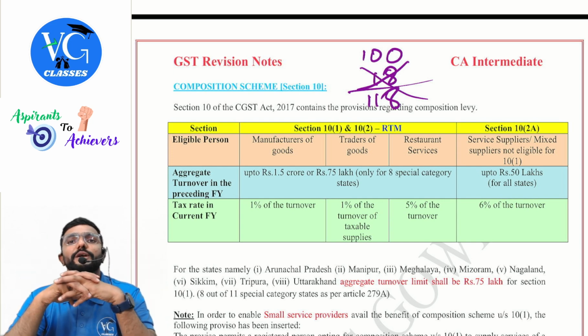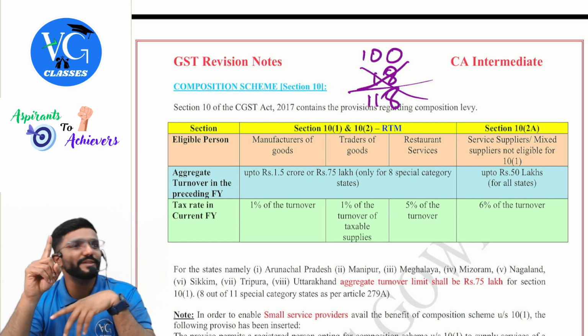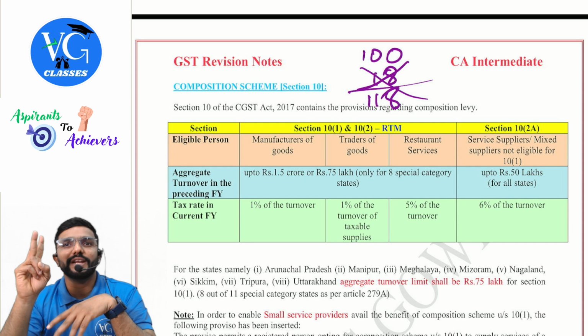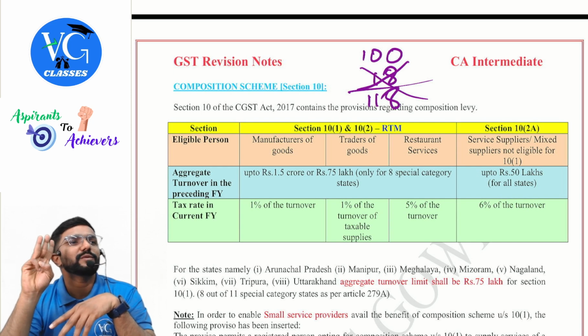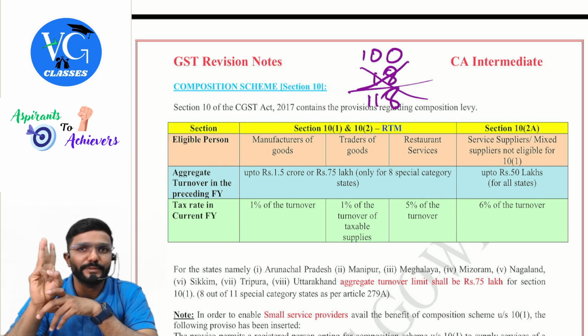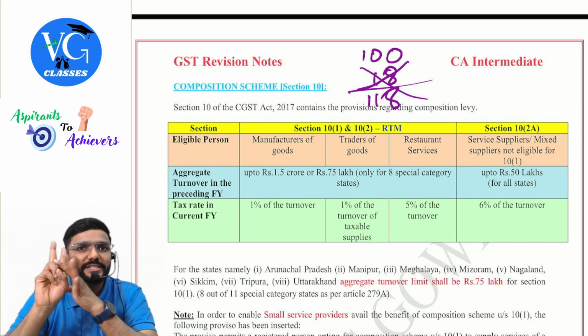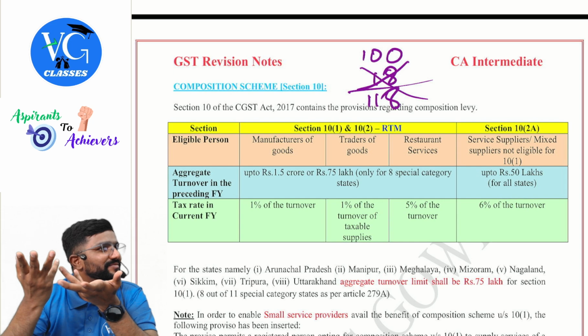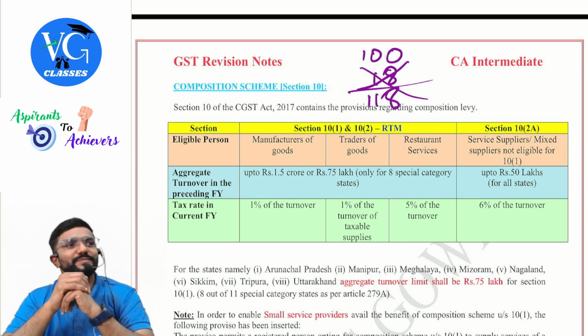But if I am following the composition scheme, only an annual return. Payment is quarterly. Along with payment, I have to file one payment statement quarterly. So a quarterly payment statement and an annual return. Easy enough. Compliance is reduced for me.